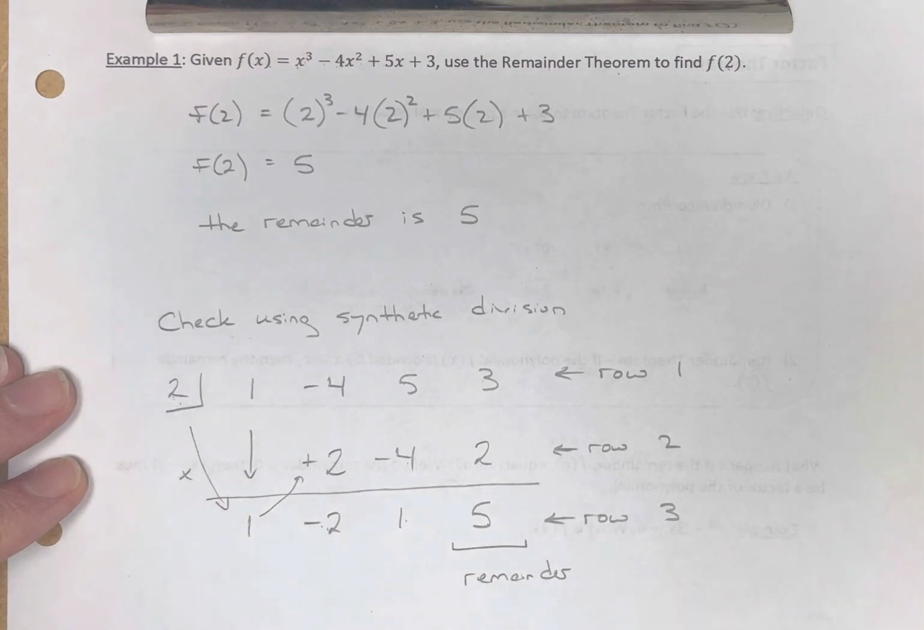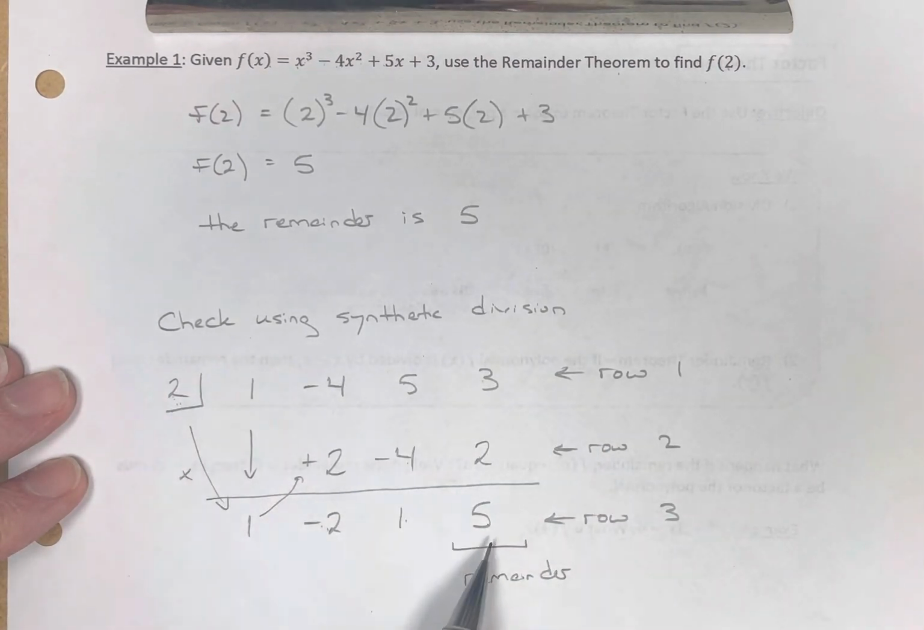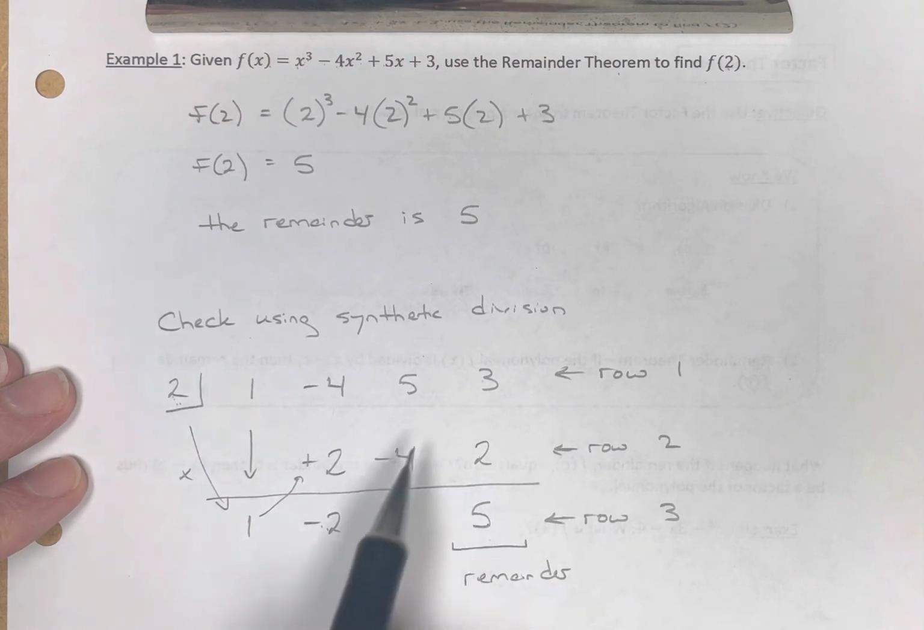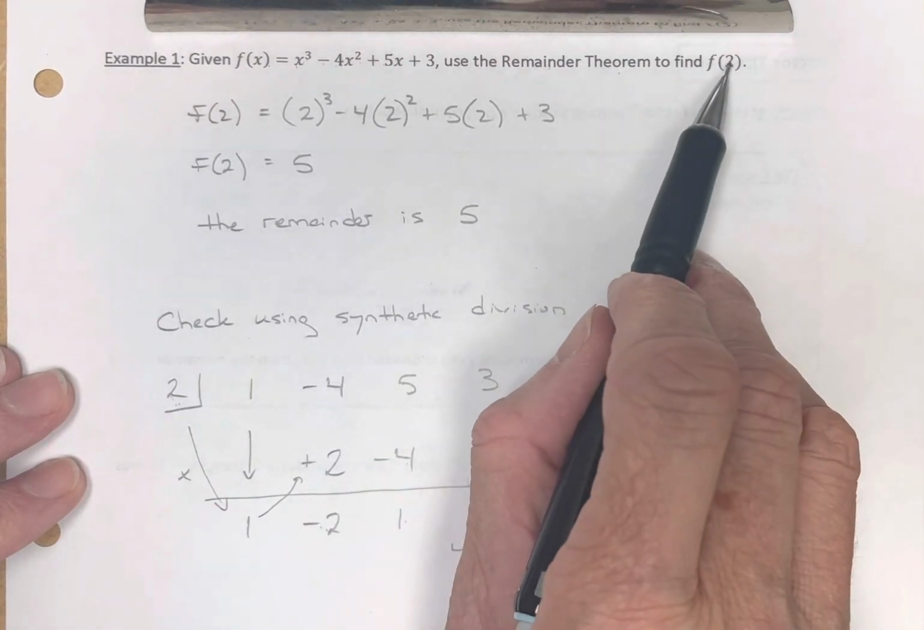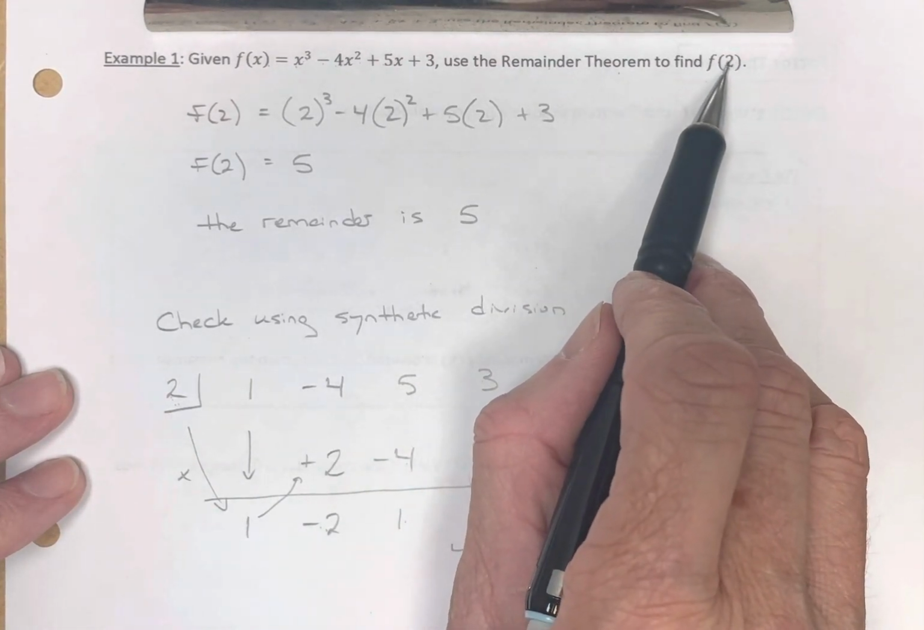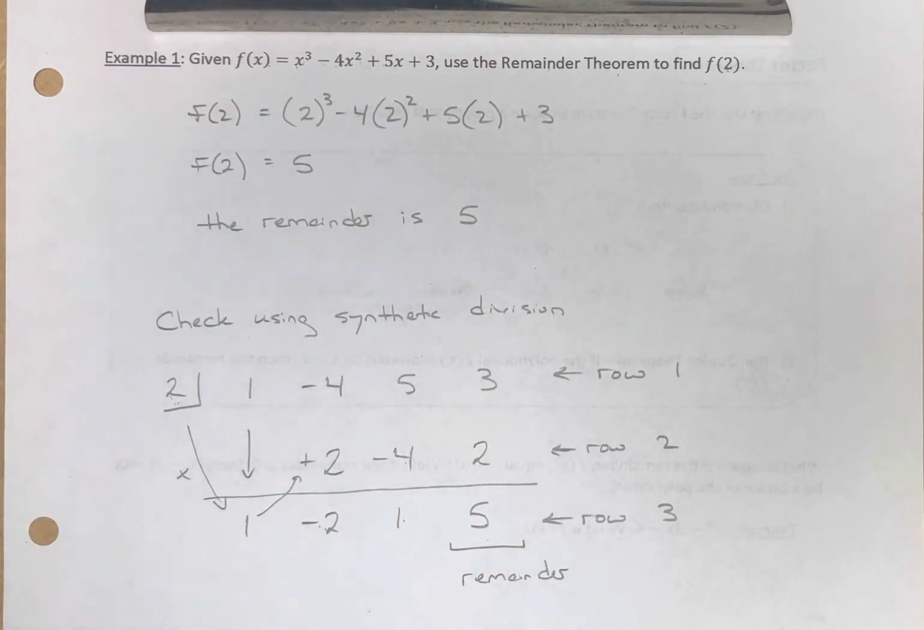Well, that checks out. We used synthetic division for 2, and we came out with a remainder of 5. But the remainder theorem said, no worries, if you want the remainder when it's 2, just put it in there and out comes the remainder. So that's your remainder theorem. Fairly straightforward.